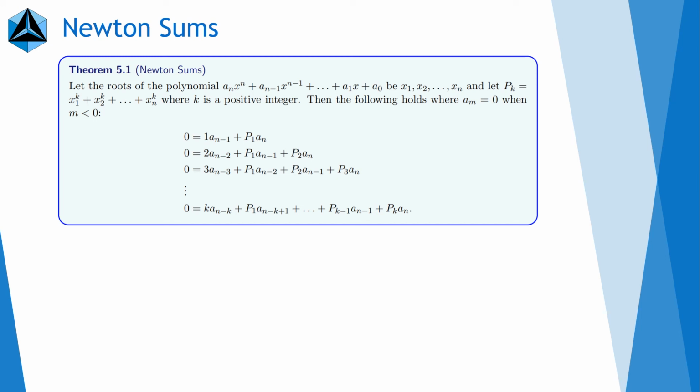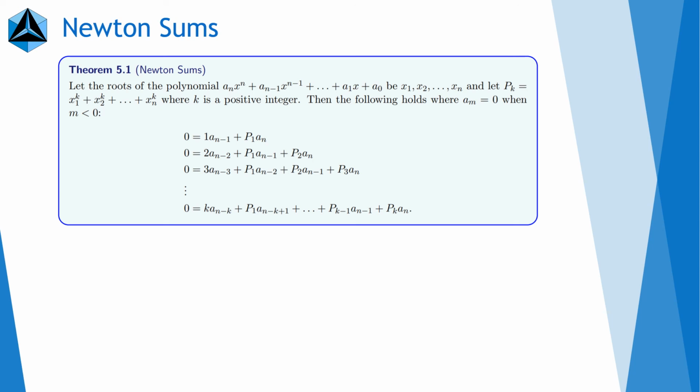Okay, so basically it gives us the system of equations. 0 is equal to 1 times a sub n minus 1 plus p sub 1 times a sub n. 0 is equal to 2 times a sub n minus 2 plus p1 times a sub n minus 1 plus p2 times a sub n. And then it keeps on going in a similar fashion.